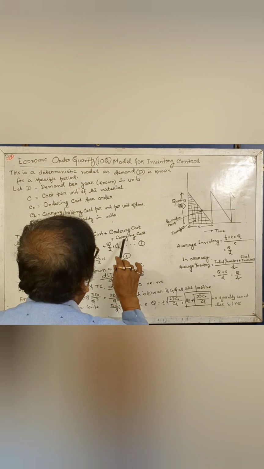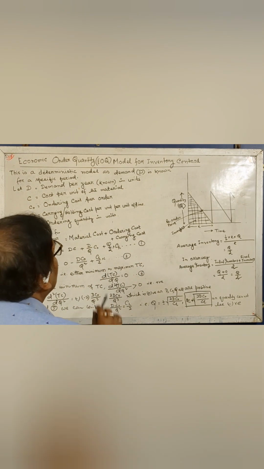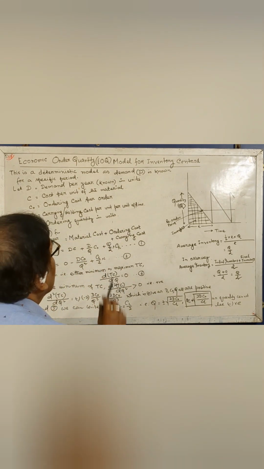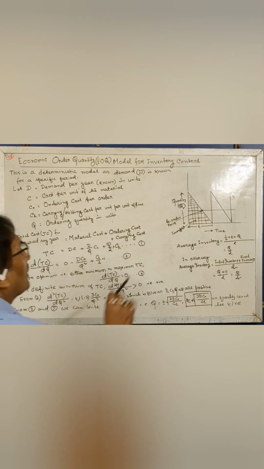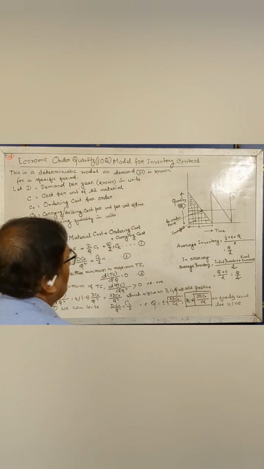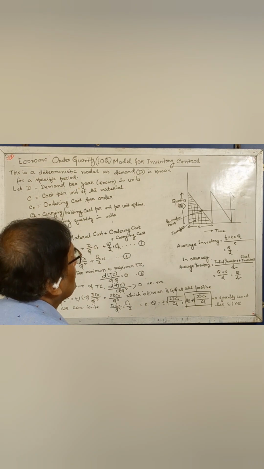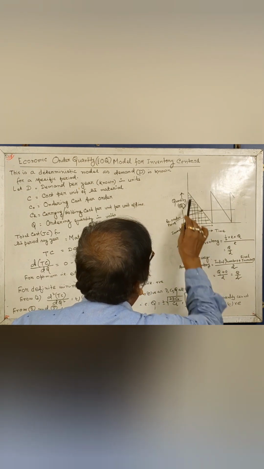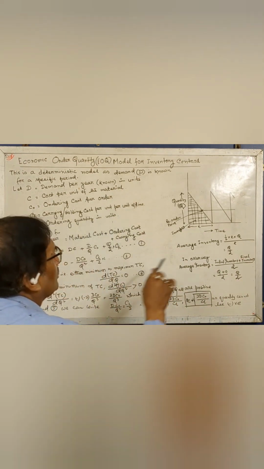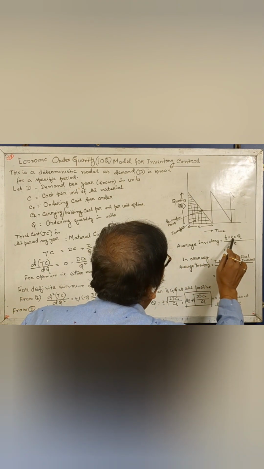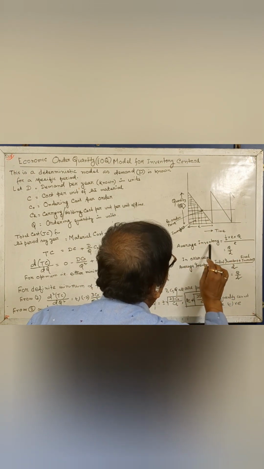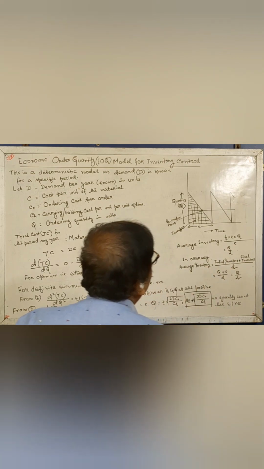The third part is carrying or holding cost. How do you determine it? First of all, we have to find out the average inventory for this model. You can calculate the average inventory as the inventory units at each moment. This is the total inventory area. This triangle area is the total inventory for time t. The total inventory is half into base into height. Then what is the average inventory? Divide by t, that is Q by 2.